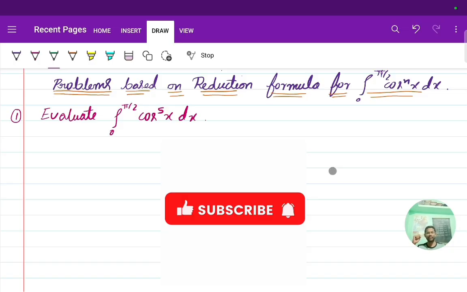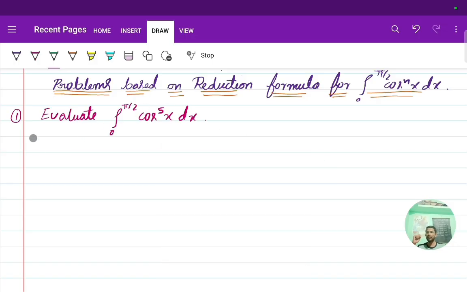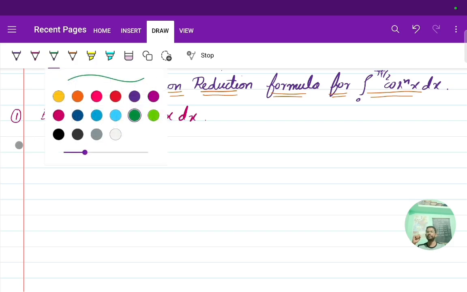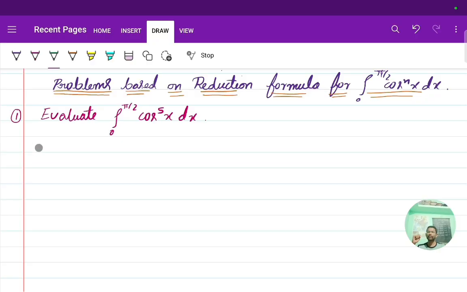Let us solve some problems. The first problem is evaluate integration over 0 to pi by 2 cos power 5x dx. Let us solve this. Solution.